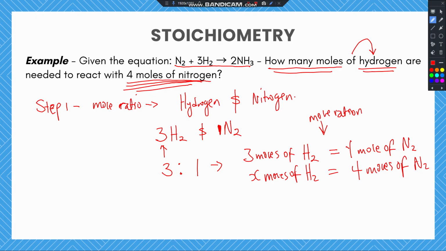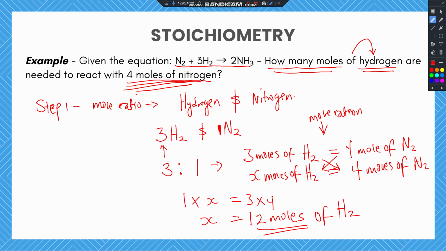At this point, we simply cross multiply. This goes to multiply this and this goes to multiply this. So we have 1 multiplied by X is equal to 3 multiplied by 4. So this is basically X and this becomes 12 moles. So the answer to this question is 12 moles of hydrogen, H2, are needed to react with 4 moles of nitrogen, N2.